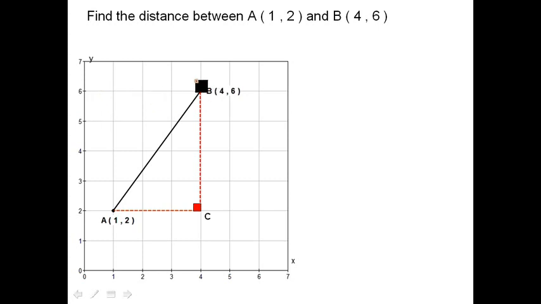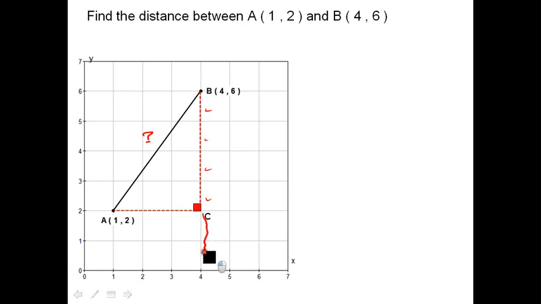We must remember that we want to find the distance between A and B. This is the distance that we want. Okay, can anyone tell me the distance between B and C? Yes, most of you will count. This is 1, 2, 3, and 4. But only intelligent students will subtract. Let's see, subtract what from what?